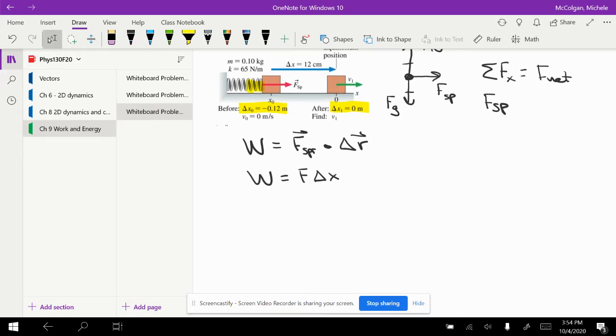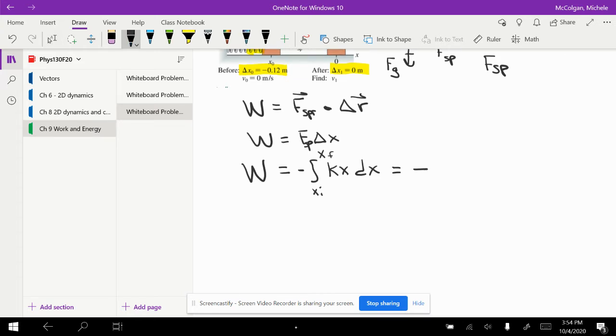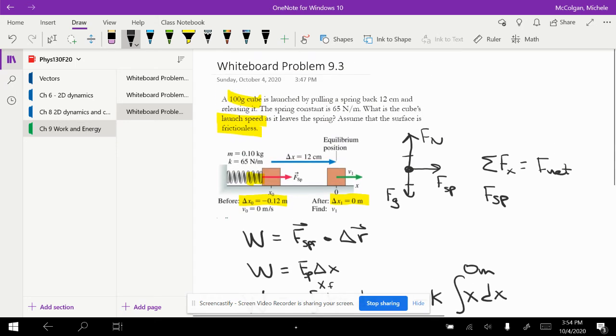And so we know that this is the force of the spring here. W is going to equal an integral, because our F spring varies with x. So we're going to have the integral of negative k x dx from x initial to x final. Written out, that's negative k times x dx from negative 0.12 meters to 0 meters. This position right here is at 0, and our x initial is at negative 0.12 meters.